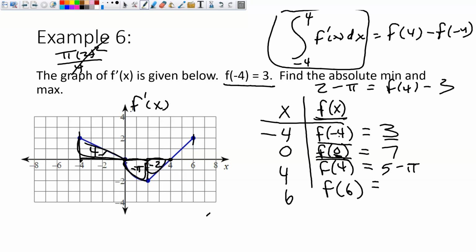Because at negative 4, our problem starts at 3. So if you add 4 to it, you get 7. Does that make sense? And so in the same way, we're going from negative 4 to 4, and we're adding all these areas up to the original value, basically, and you end up with 5.